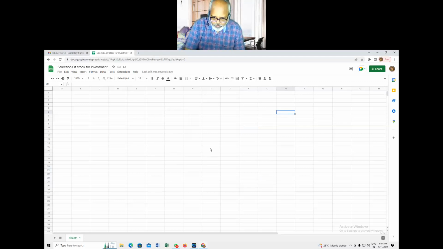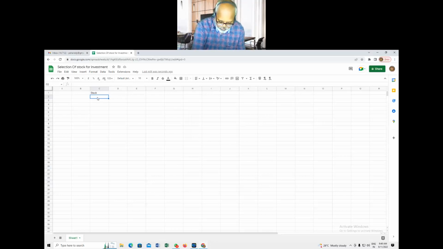Today we are going to understand how to select a stock for investment from the Nifty 50 or any other stock list. I have created a Google Sheet with the heading Selection of Stock for Investment. If I want to filter those stocks that I should add for investment, this sheet will be helpful. In column C, I will write the stock name. This will help me take data from Google Sheet and analyze the market.